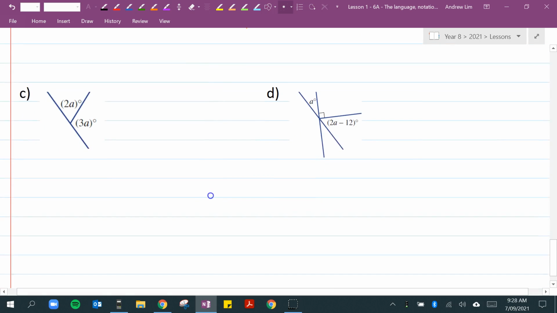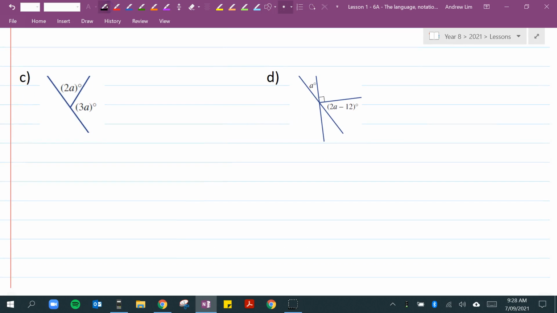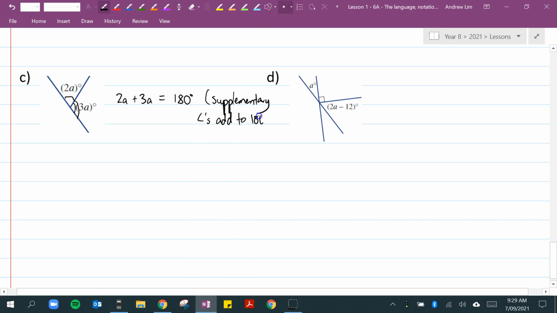Okay, two more questions. Question C. We can see we've got supplementary angles here. Whatever 2a is and whatever 3a is, they will add to 180 degrees. So 2a plus 3a is going to add to 180 degrees. Why? I'll give you the second reason. Supplementary angles add to 180 degrees. Or again, you could say angle sum of a straight line.